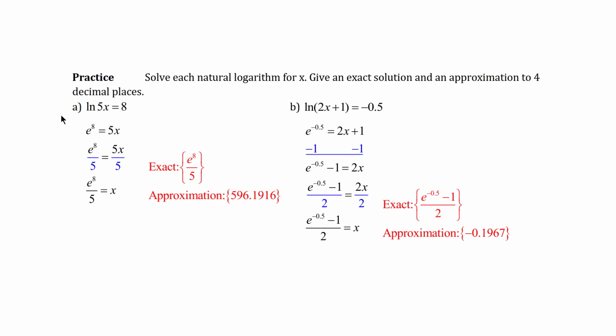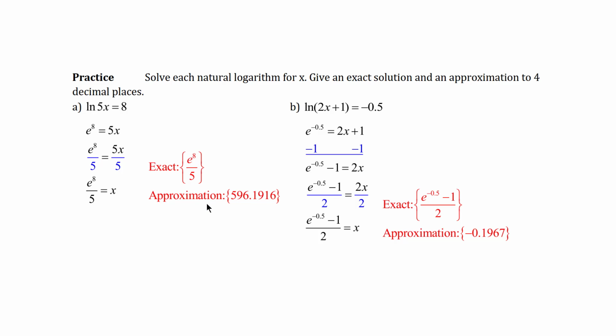Alright, so let's go ahead and go over part A. First, we rewrite this in exponential notation. We get e to the 8th power equals 5x. Next, we solve for x by dividing both sides by 5. We get e to the 8th power divided by 5 equals 5x divided by 5. After simplifying, we get e to the 8th power divided by 5 equals x. We write the final answer for the exact value in set notation, so I have a set of curly brackets and e to the 8th power divided by 5 on the inside.